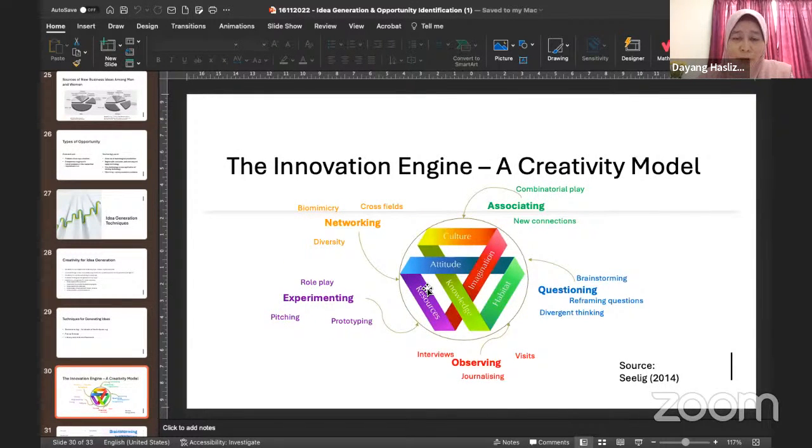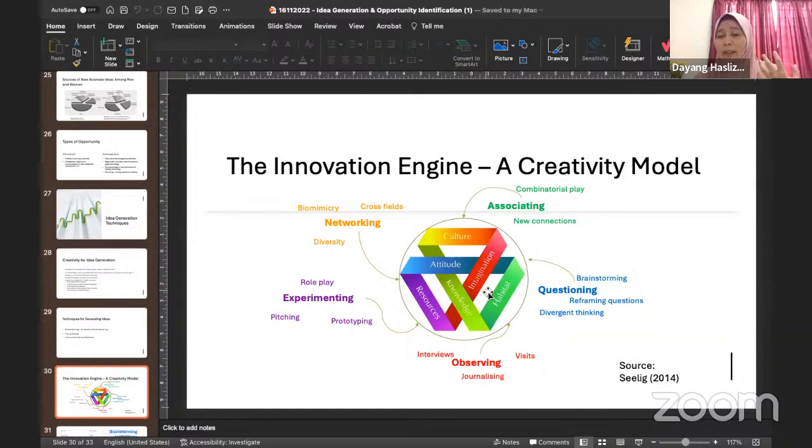I'm sharing with you the innovation engine, a creativity model by Professor Tina Seelig. She says that in order for you to be creative, these factors are important. Culture: if you are exposed to a creative culture, a lot of ideas, a lot of diversified things, many people, many kinds of culture.